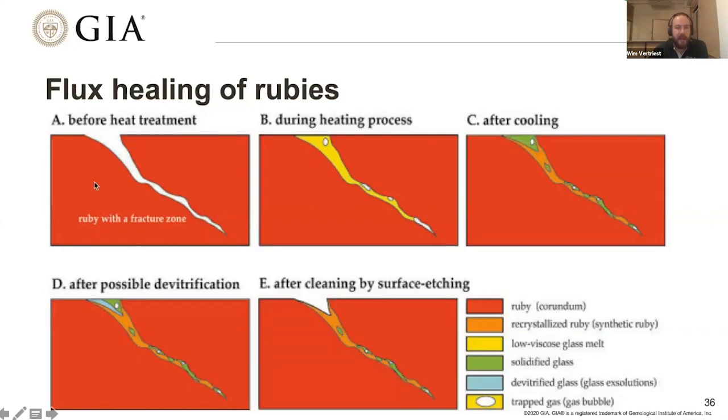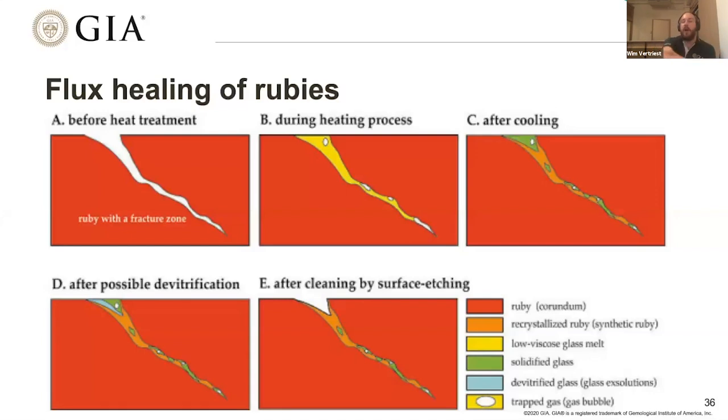So how that process really works, I'm just going to go through this schematic real quick, is that in picture A, you have the stone before heat treatment. So the ruby has a fracture like the Mong Hsu ruby, which is really full of those fractures. And you apply basically a flux to it. What is a flux? A flux is something that when you bring it in contact with another material, it lowers the melting temperature.